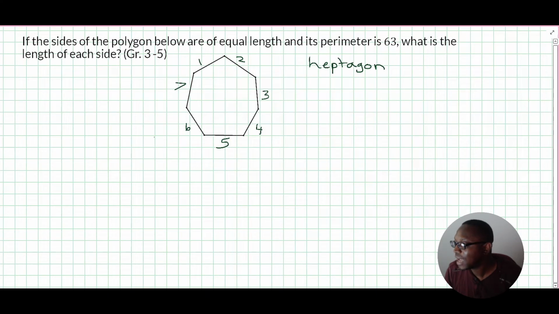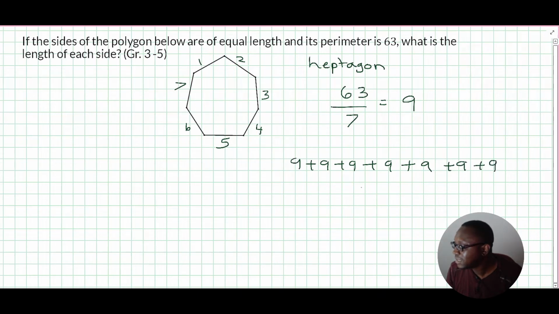All 7 sides of the heptagon have the same value, so the perimeter is adding all of these 7 sides together. If the perimeter is 63, the length of each side is 63 divided by the number of sides. So 63 divided by 7 gives us 9. The way you can check this is to add 9 to itself 7 times: 9 plus 9 plus 9 and so on. This is the same as 9 multiplied by 7, which gives you 63. So we can verify that our answer is correct.